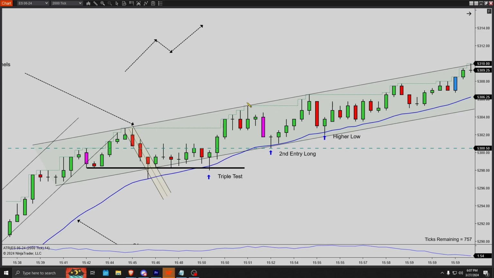You also are looking, do I have room to the top to scalp out? I have plenty of room here, as we did with this triple test to the swing high. I have plenty of room up to get 4 ticks or 8 ticks, depending on your system.